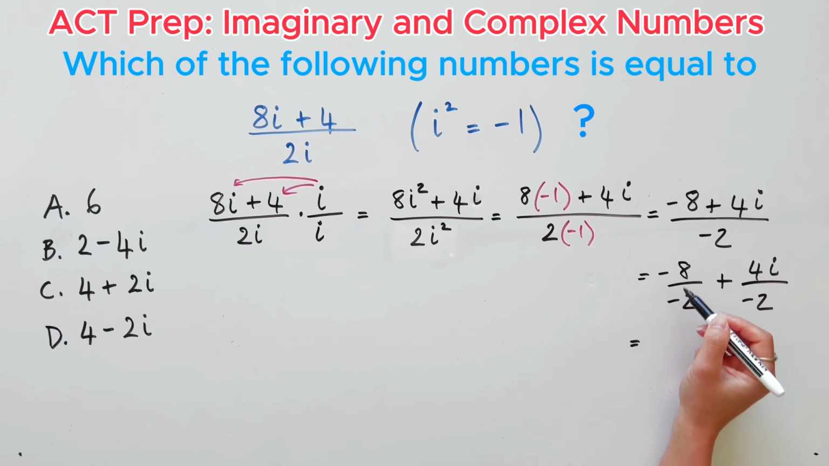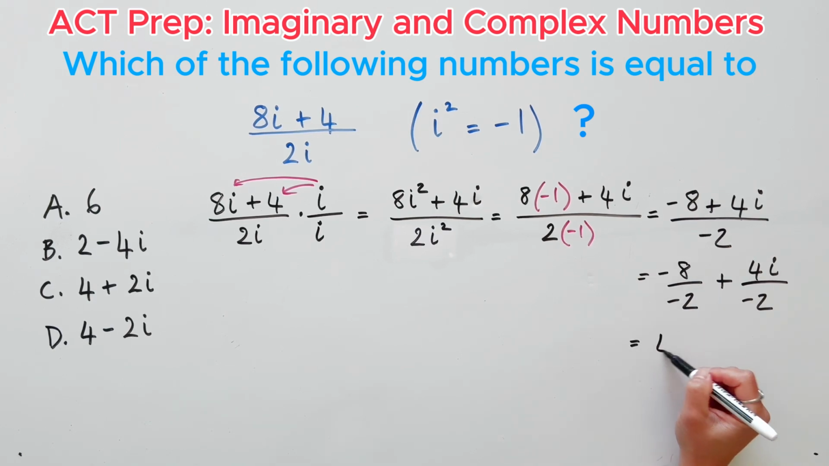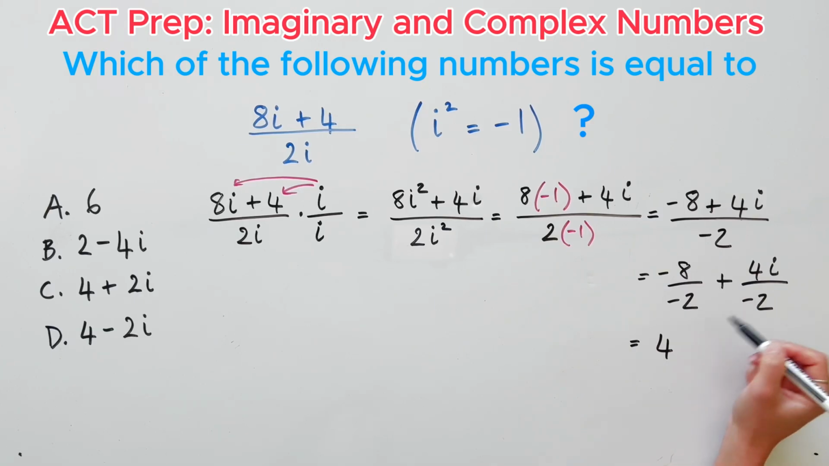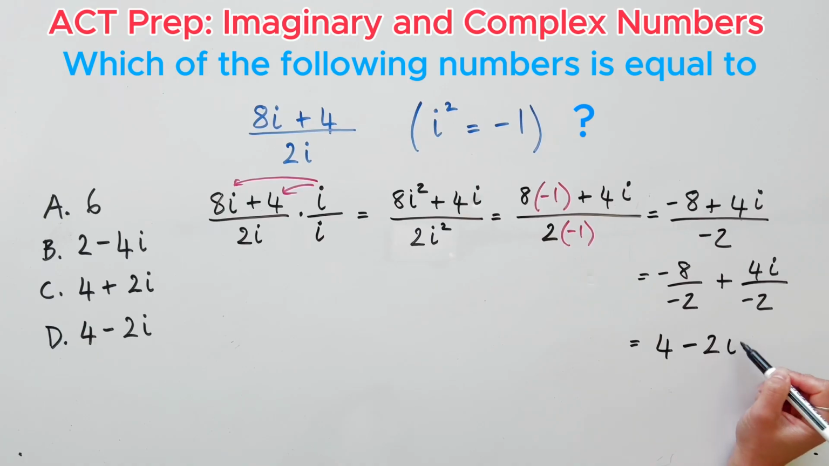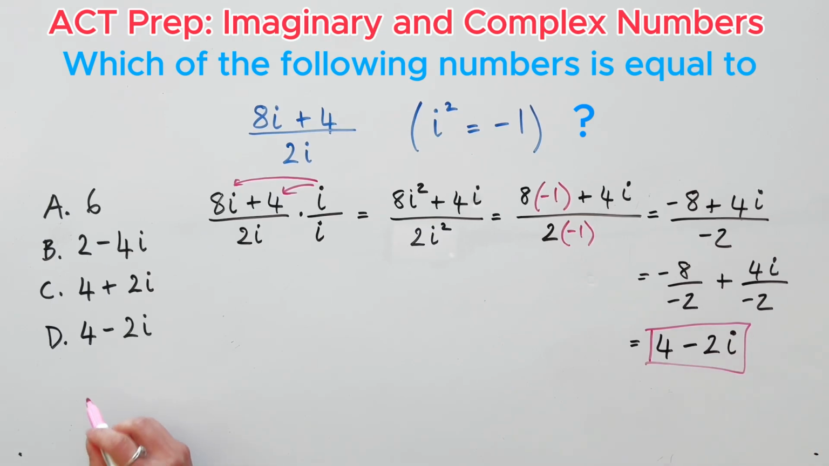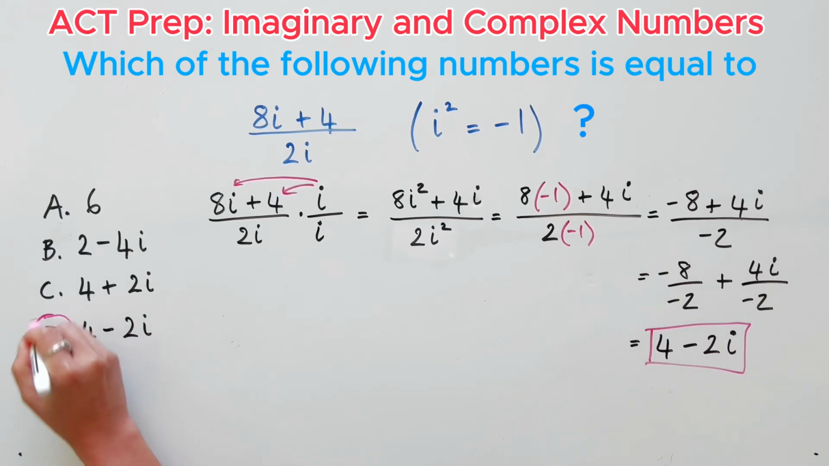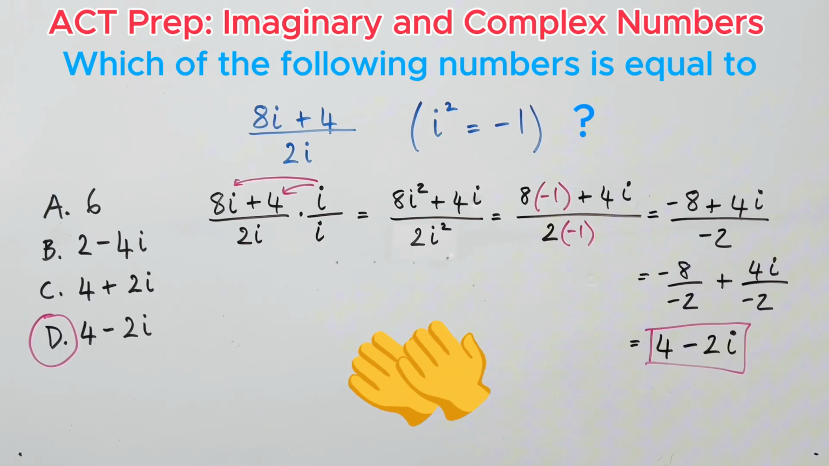Now -8 divided by -2 is +4. Positive and negative is minus. 4 divided by 2 is 2i. And the answer is D. If you got it right, great job.